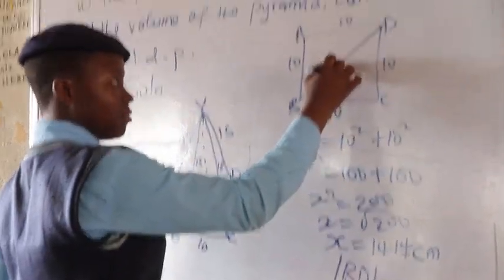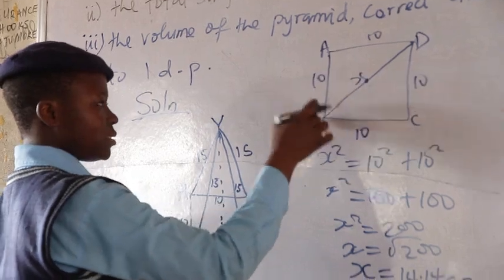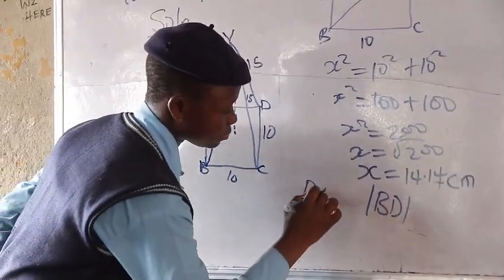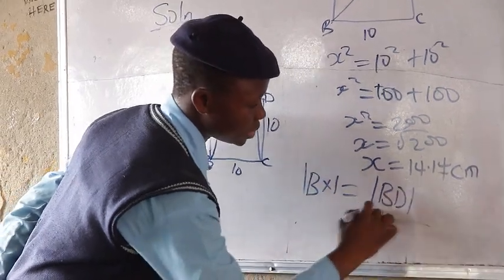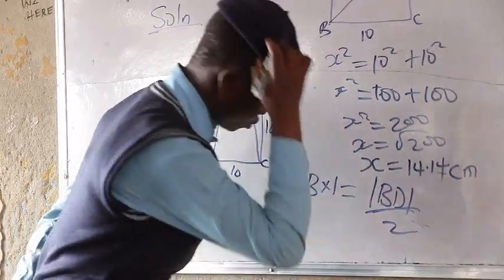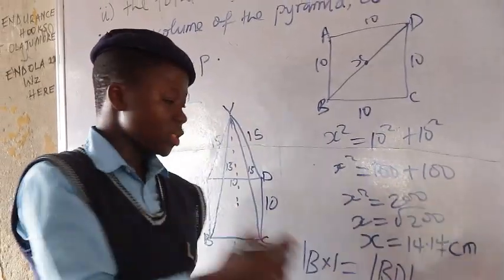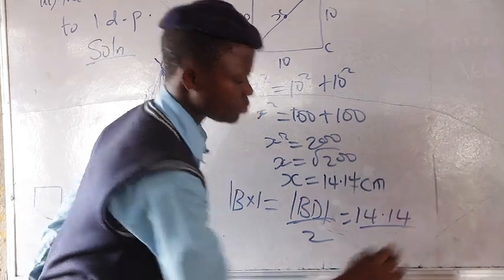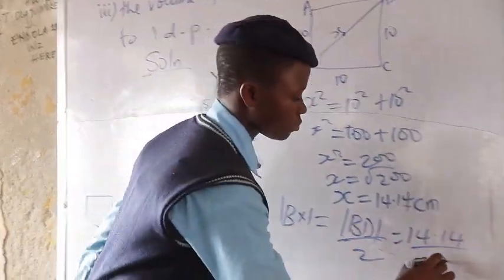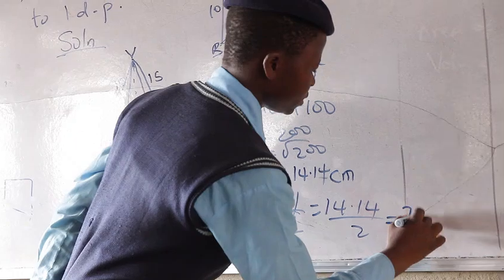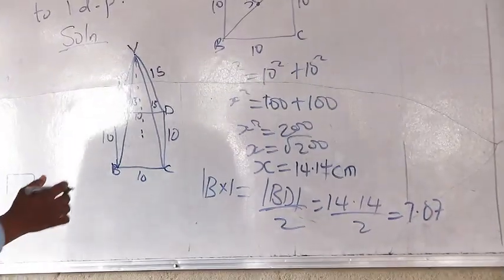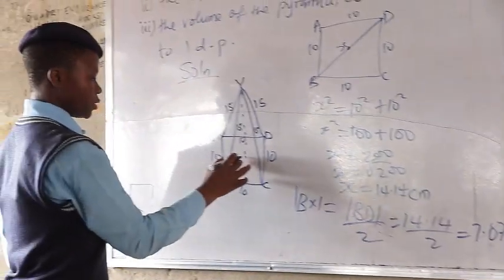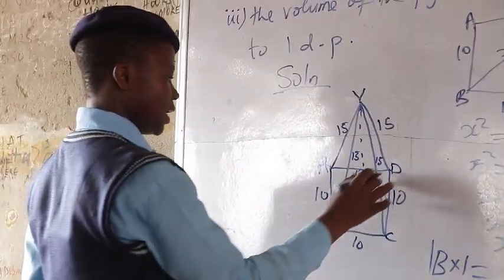This is the center of the base, right? So we want to find BX. So you can say BX equals BD divided by 2, to know the midpoint of that. So 14.14 divided by 2 equals what? 7.07. Put your unit. So this is where we just find BX.